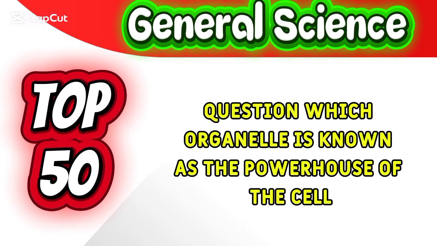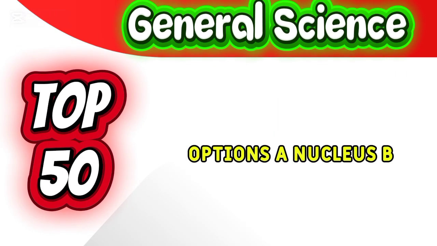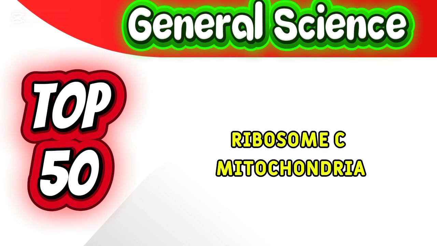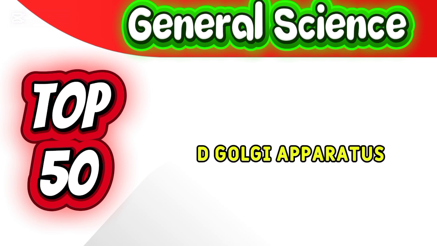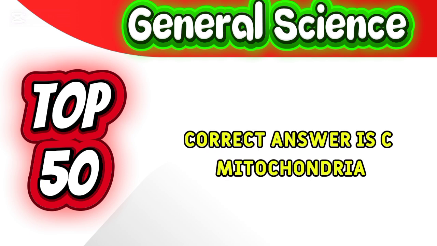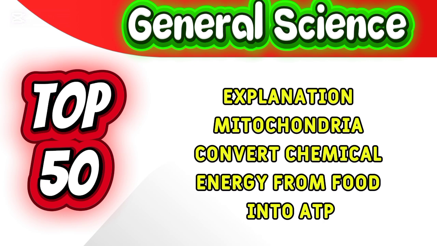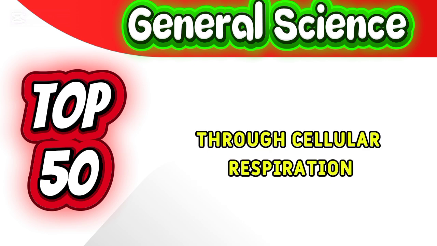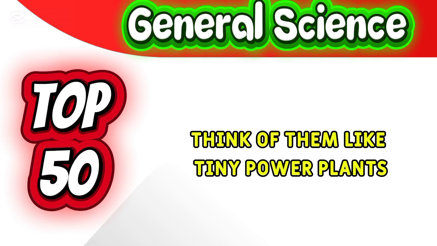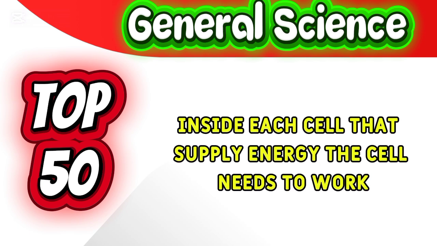Question 1: Which organelle is known as the powerhouse of the cell? Options: A. Nucleus, B. Ribosome, C. Mitochondrion, D. Golgi apparatus. Correct answer is C. Mitochondrion. Explanation: mitochondria convert chemical energy from food into ATP through cellular respiration. Think of them like tiny power plants inside each cell that supply energy the cell needs to work.